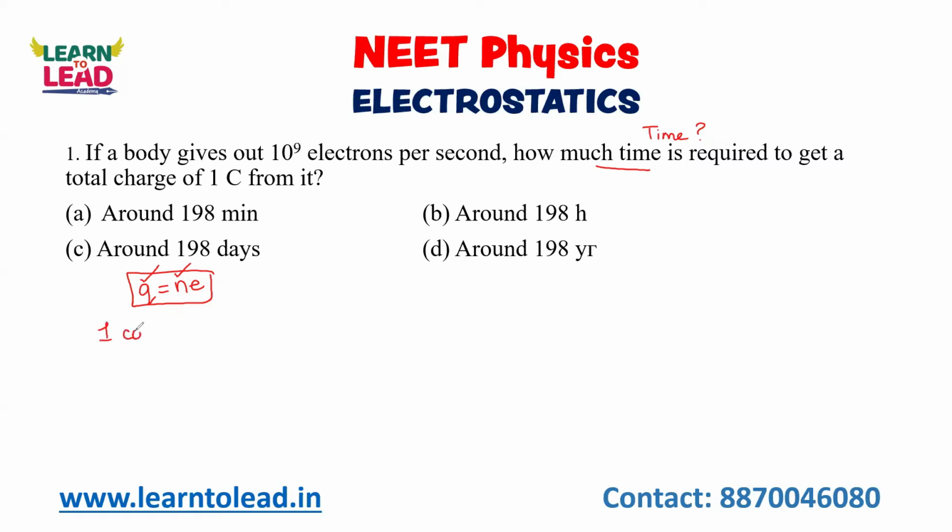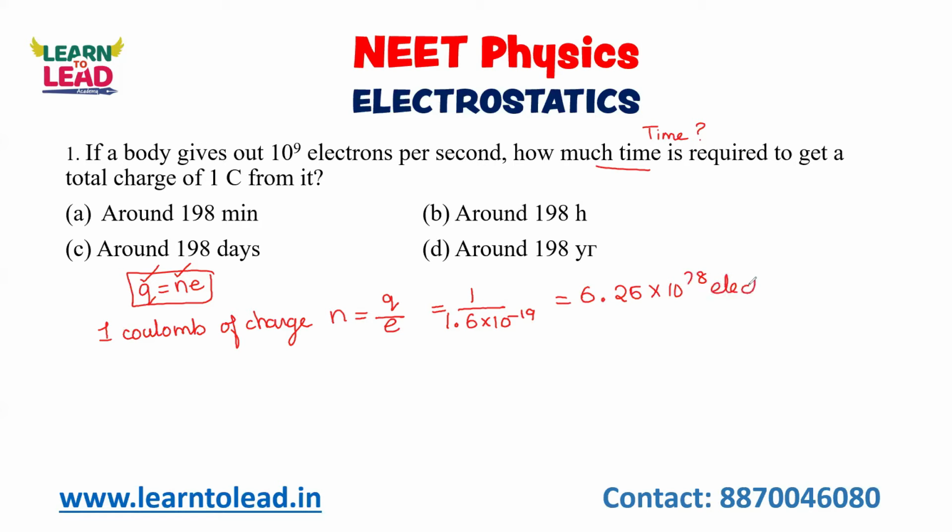So 1 coulomb of charge, here they have given what? 1 coulomb of charge. Now, N is equal to Q by E. Q refers to 1, and charge of an electron is nothing but 1.6 into 10 to the power minus 19. You will get 6.25 into 10 to the power 18 electrons.